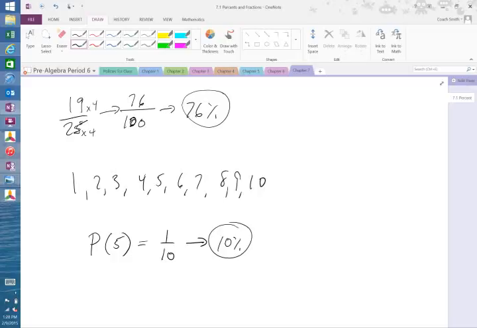How many numbers are up there? 10. Okay. How many number 5s are in those numbers? 1 over 10. Okay. So remember, probability equals favorable outcomes over total outcomes.